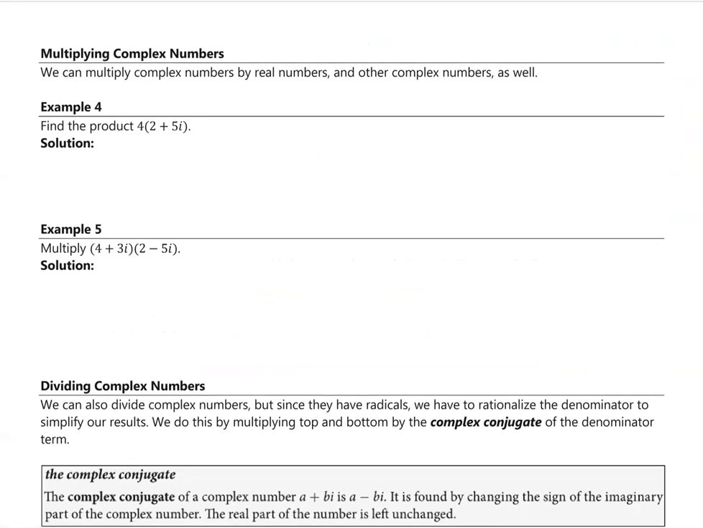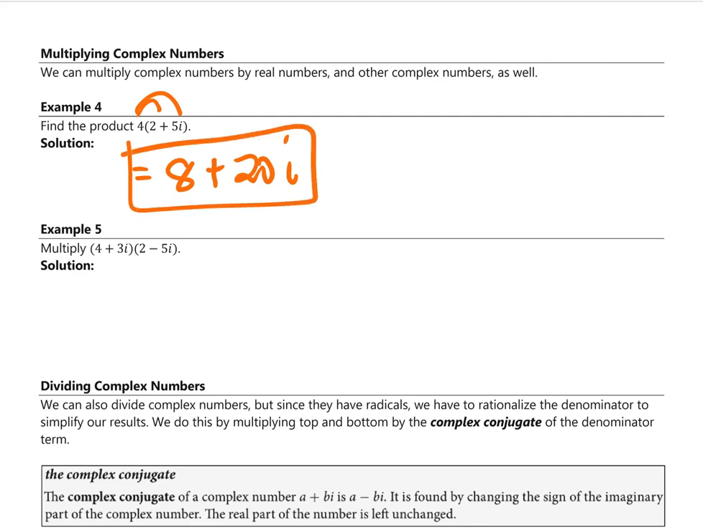Next, multiplying complex numbers. We can multiply complex numbers by real numbers and other complex numbers as well. Find the product of 4 times 2 plus 5i. So what do we do here? We distribute 4. 4 times 2 is 8. 4 times 5i is 20i. So again, 8 is the real part, and this is the imaginary part.